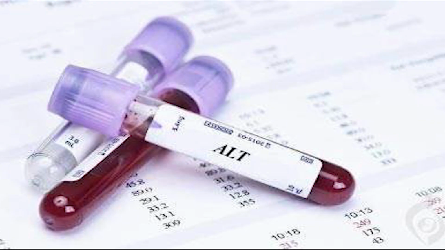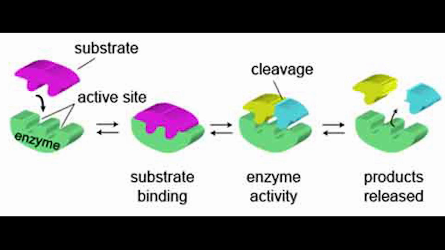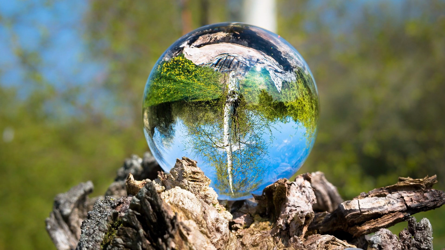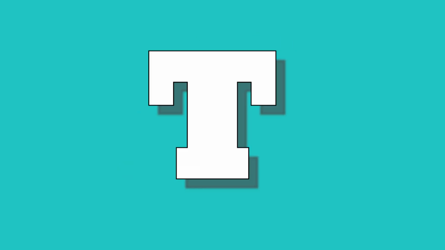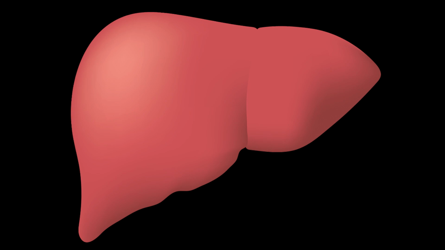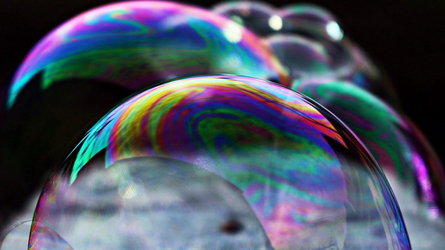ALT or alanine aminotransferase is an enzyme that converts pyruvate to alanine or vice versa. ALT is basically in the liver, and there's some in the kidneys, so it is more specific to the liver than AST.